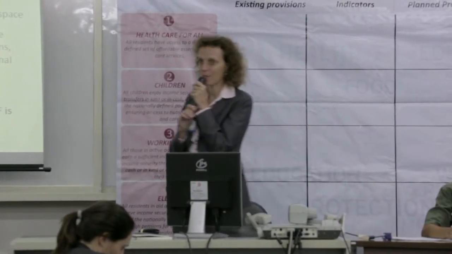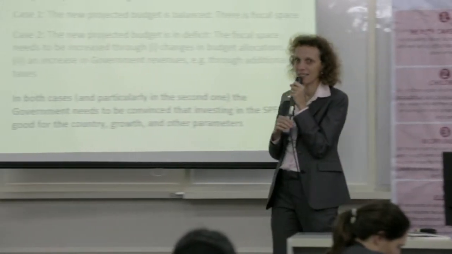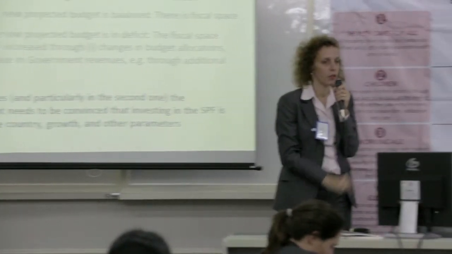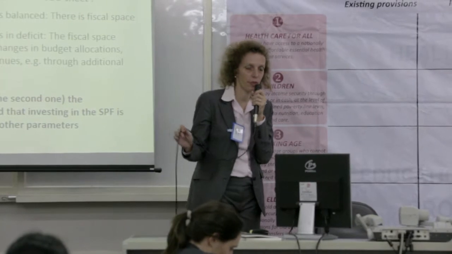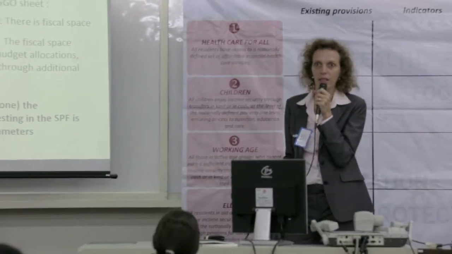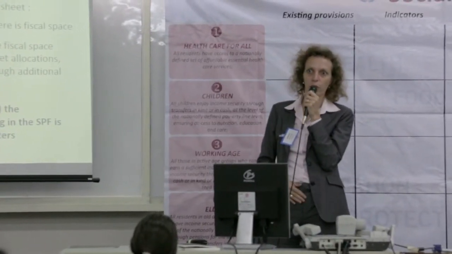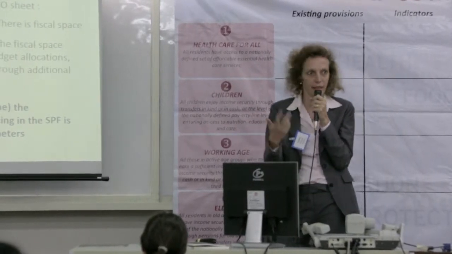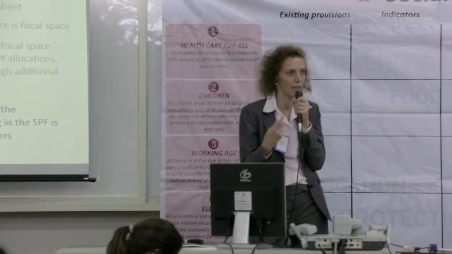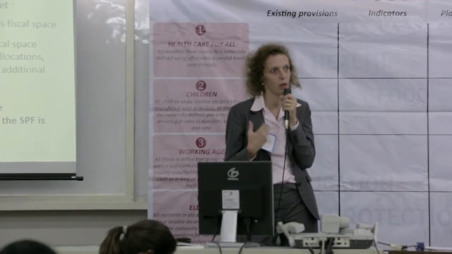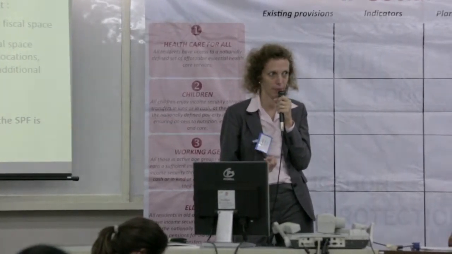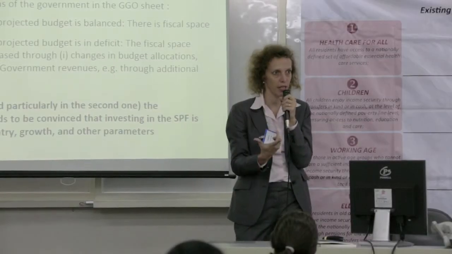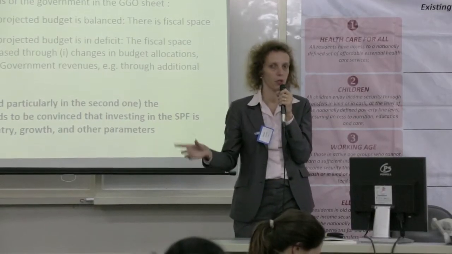So in both cases, but particularly in the second case, the government will do nothing if they are not convinced that investing in the social protection floor is a good idea for the country. Yeah? So in addition to working on these technicalities and all these numbers, you really need to have a strong advocacy power. From UNICEF, they commissioned a study called the rate of return of social protection.